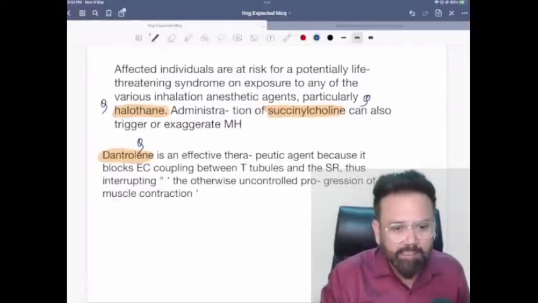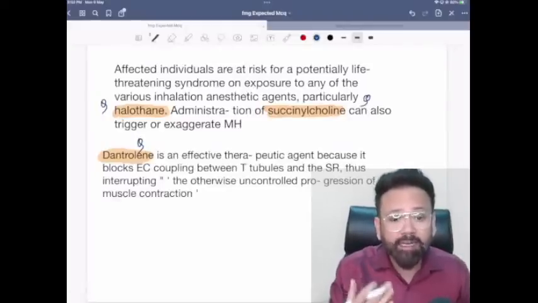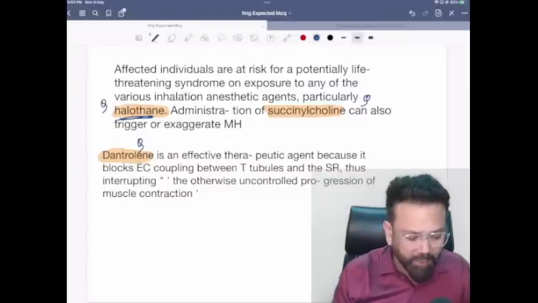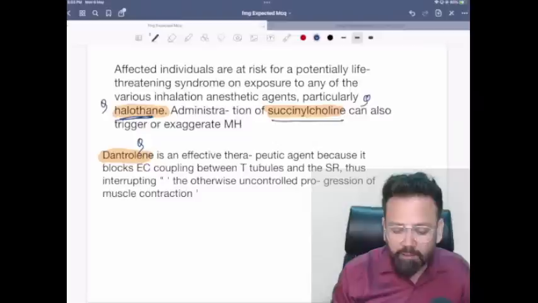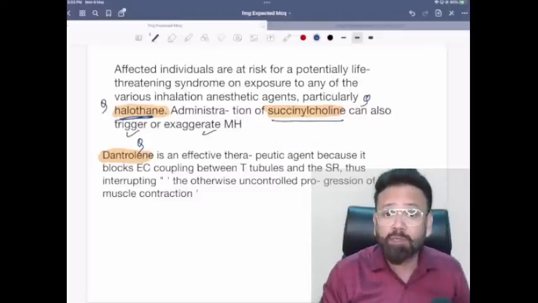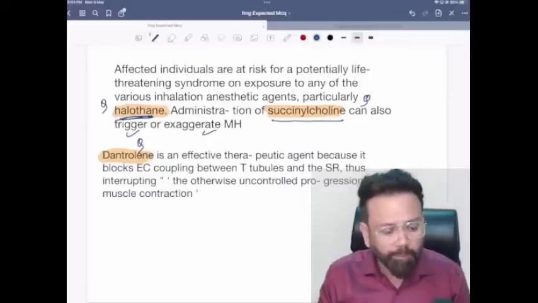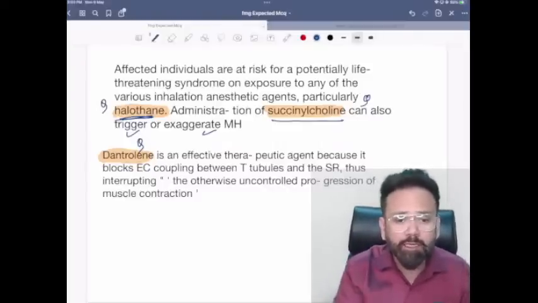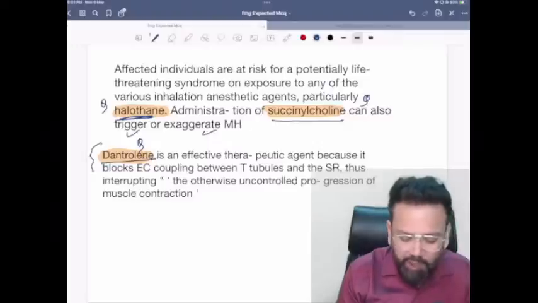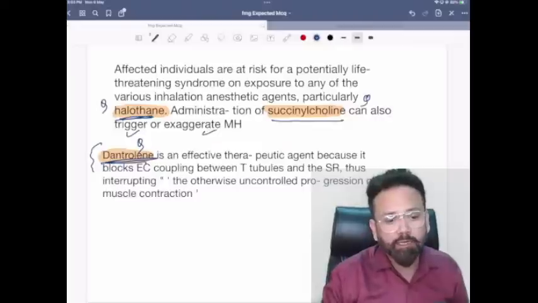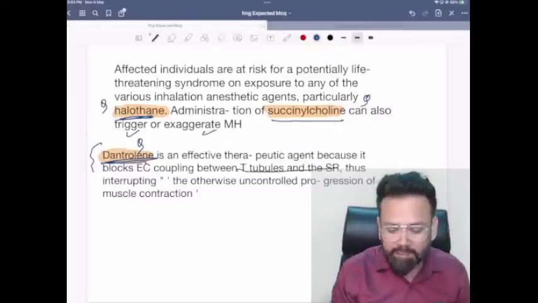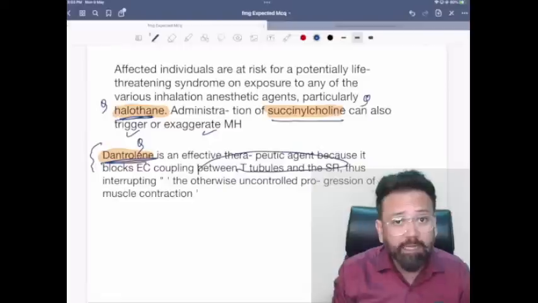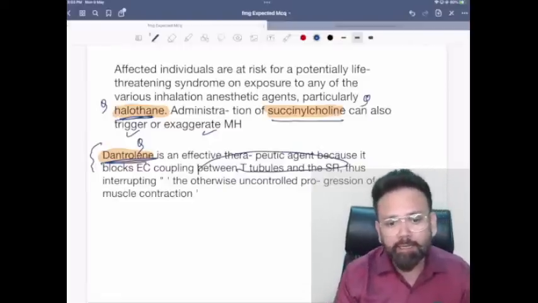Sometimes they ask you in anesthesia what the various inhalational anesthetic agents are that can cause malignant hyperthermia. One is halothane. Administration of halothane and succinylcholine can trigger or exaggerate malignant hyperthermia. Remember, when there is a fever, we give paracetamol so that the temperature can come down. But paracetamol is a prostaglandin inhibitor. It will not work in hyperthermia. For that, we use dantrolene. Dantrolene is an effective therapeutic agent because it blocks the T tubule and sarcoplasmic reticulum excitation contraction coupling. Thus, by interrupting this excitation contraction coupling, you can treat malignant hyperthermia.